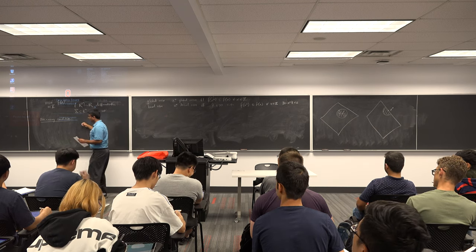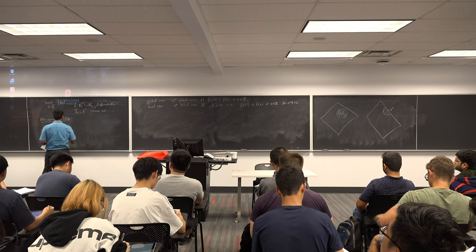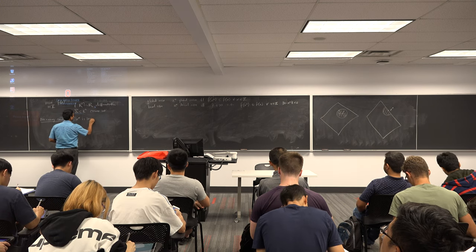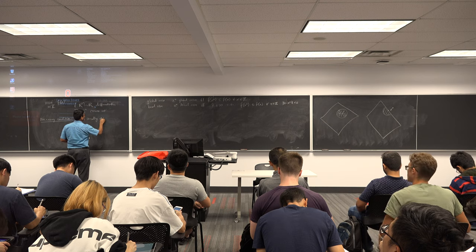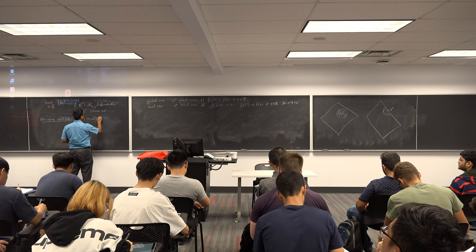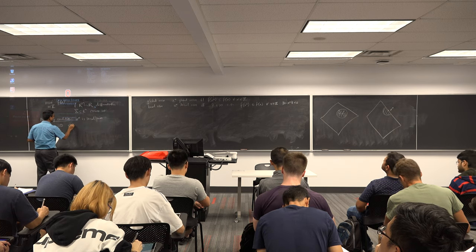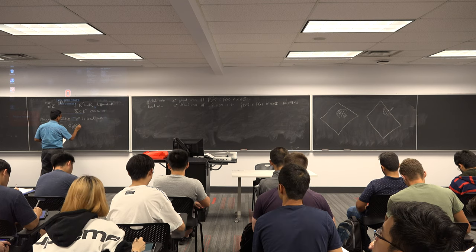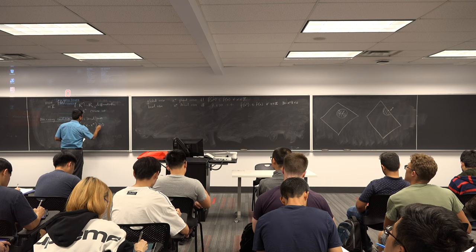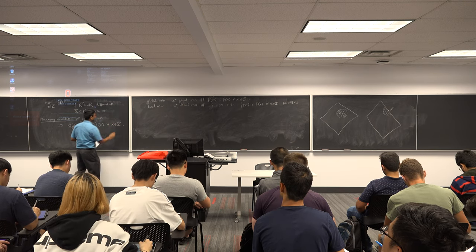All right, so necessary condition for optimality. So x star is a local minimum implies that the gradient of f at x star transpose times x minus x star is greater than or equal to 0 for all x in capital X.